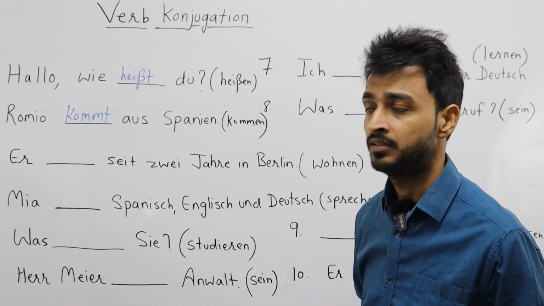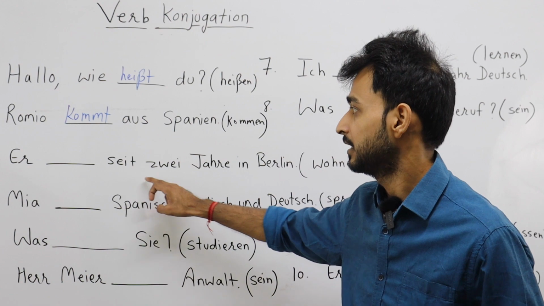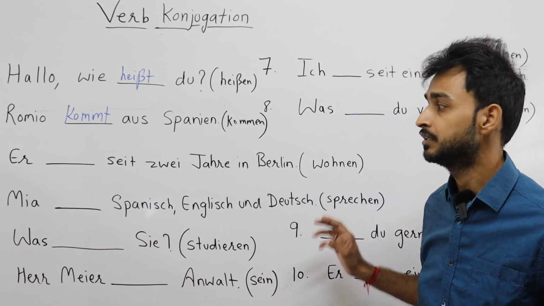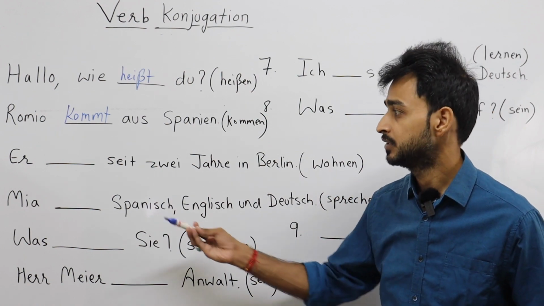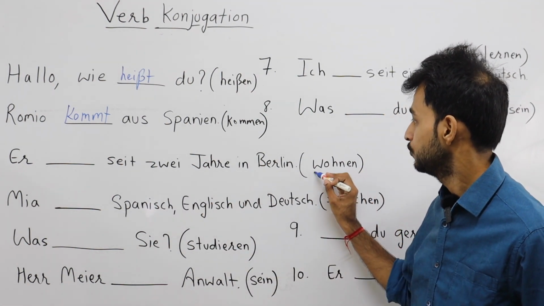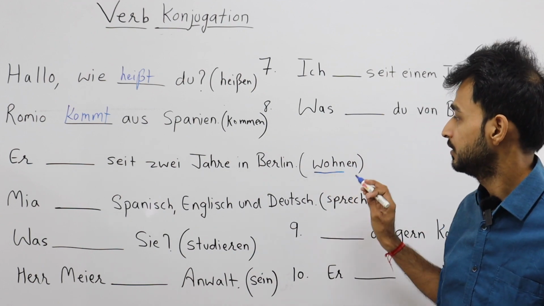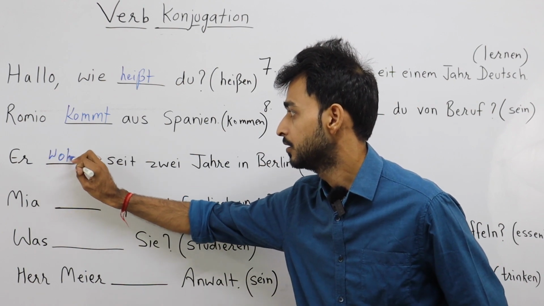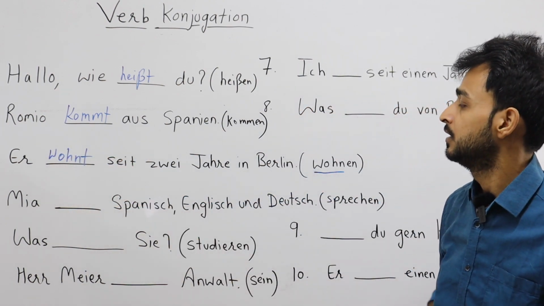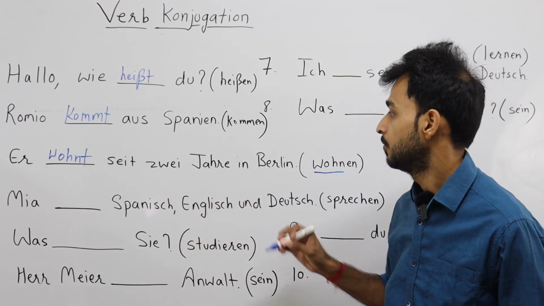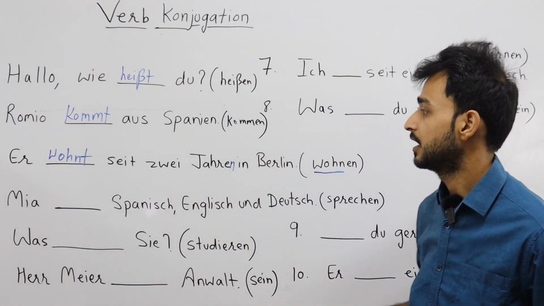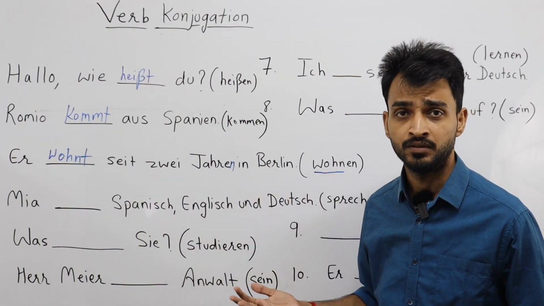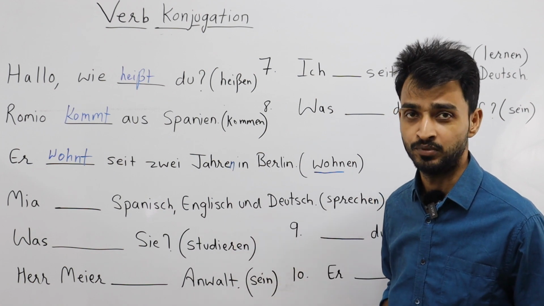Third sentence, blank seit 2 Jahren in Berlin, and the verb is wohnen. We have to conjugate the verb wohnen. You know, it is also third person, so t ending. This is our root, wohn, and we write here t. We cut en and write t. So the answer is wohnt. He lives since 2 years in Berlin. 2 Jahren. It's a dative preposition, seit means since. He lives, okay, or he has been living since 2 years in Berlin.